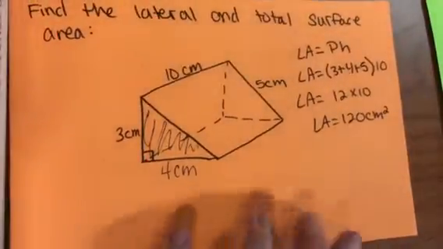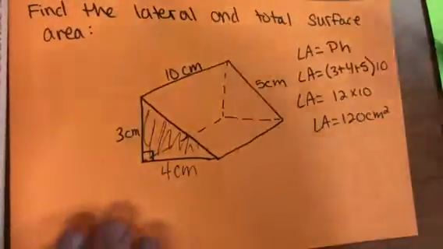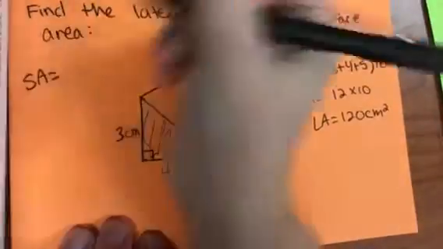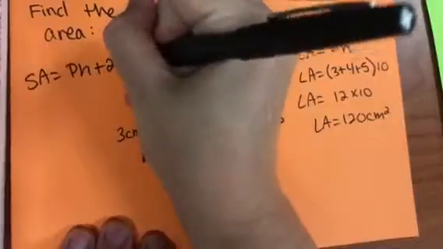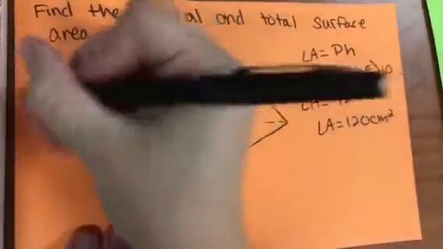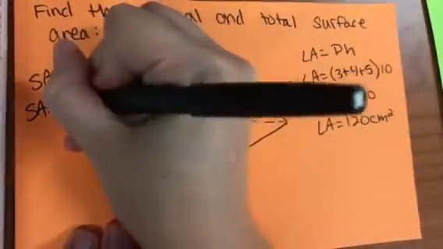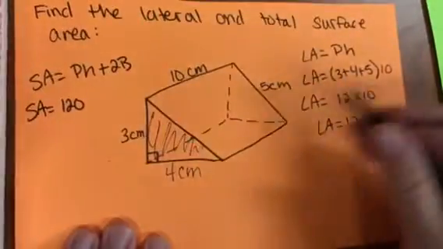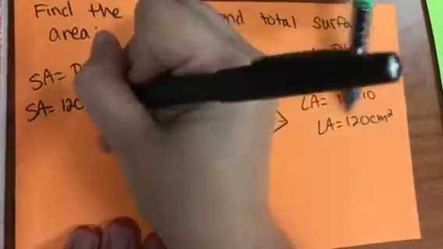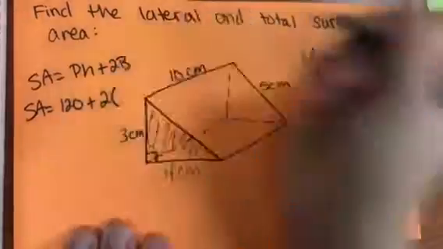Okay, so we're not done though. We need to do total. Yeah, because we've got our perimeter times our height plus 2 times the area of the base. So my surface area equals 120. I'm just going to put that in because we already did it. It's right here. Then plus 2 times the area of the base.